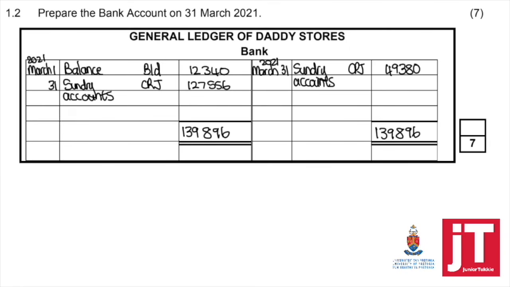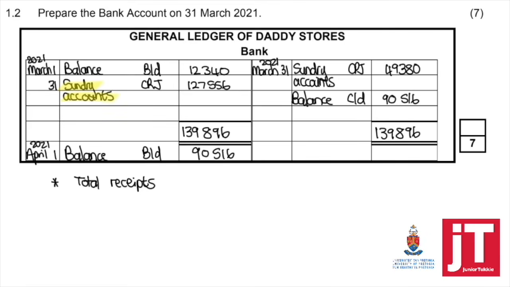Now we can total, take the debit side minus the credit side, the balance carried down means balance brought down 90,516, and this is my new updated bank balance. If you look at sundry accounts, you can either write sundry accounts or total receipts. The same as on the credit side, it's either sundry accounts or total payments.